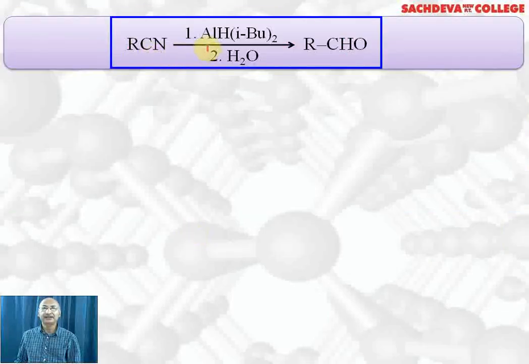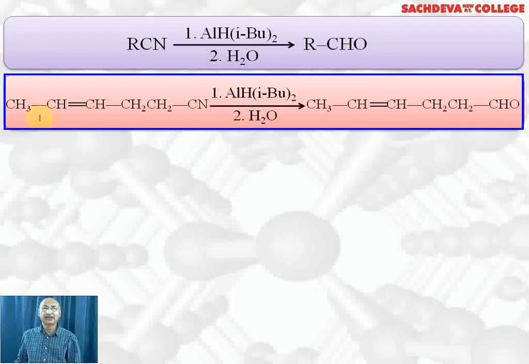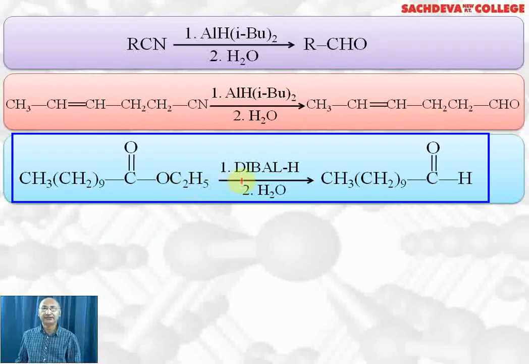RCN, that is cyanides, if reduced with diisobutylaluminium hydride followed by hydrolysis, we get aldehydes. Let's take up an example. This is an unsaturated cyano compound which is being reacted with diisobutylaluminium hydride followed by hydrolysis. This double bond remains as it is and the cyanide group changes to aldehyde. Another ester we are taking which is treated with diisobutylaluminium hydride followed by hydrolysis. Here also this ester group changes to aldehyde group.